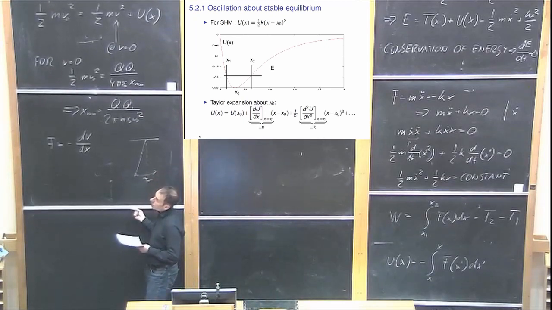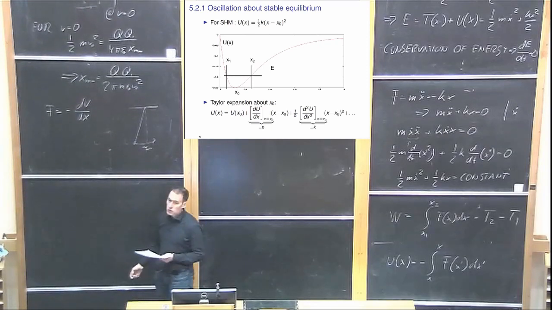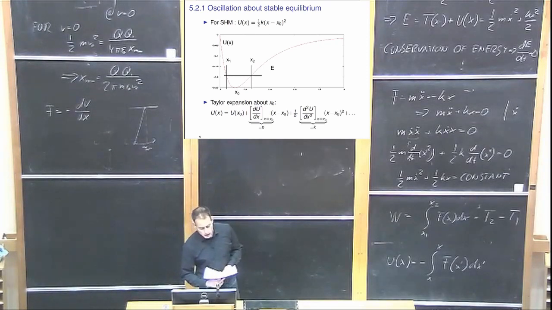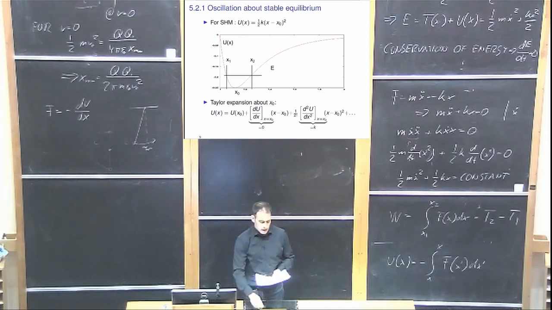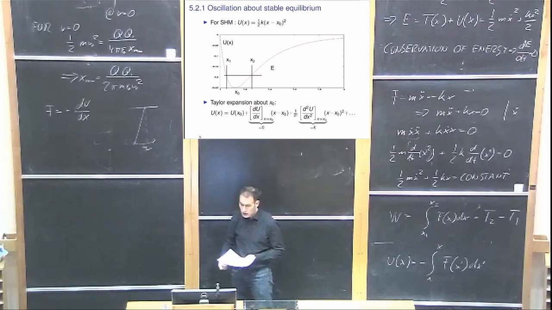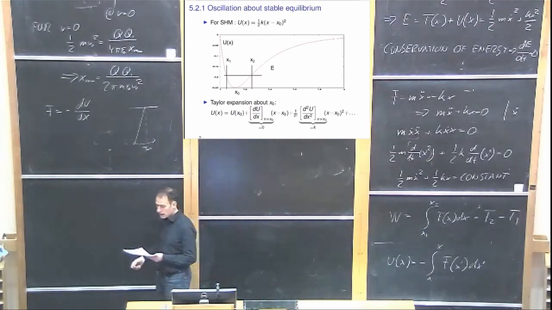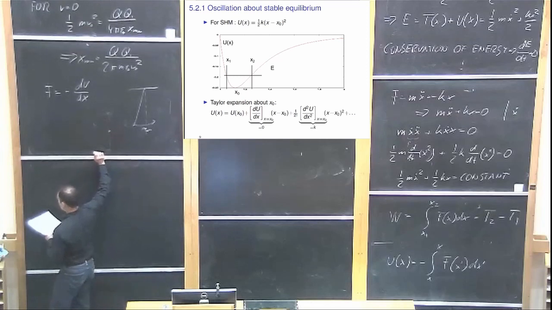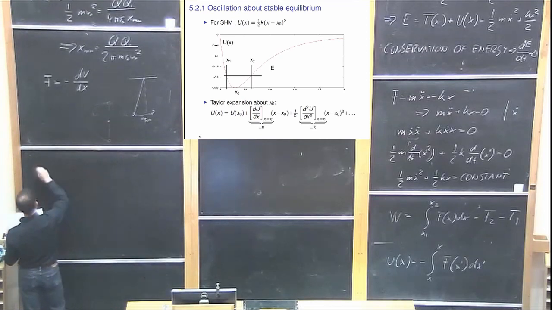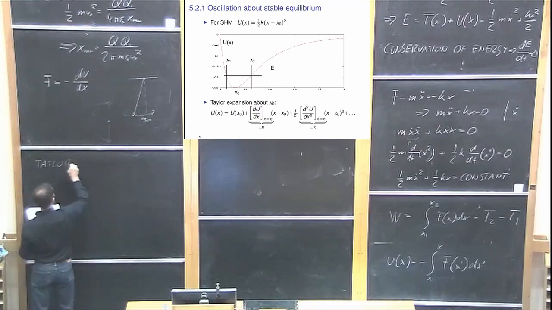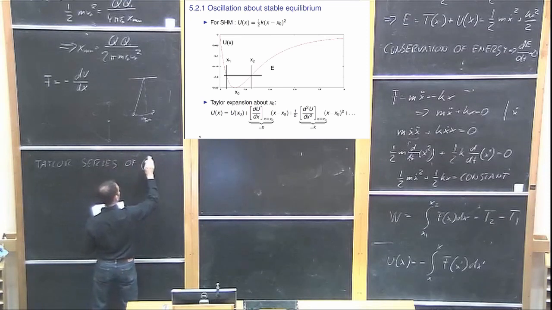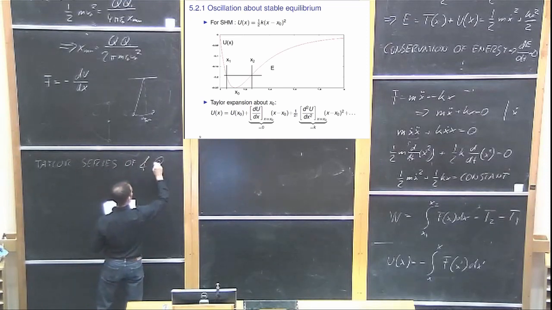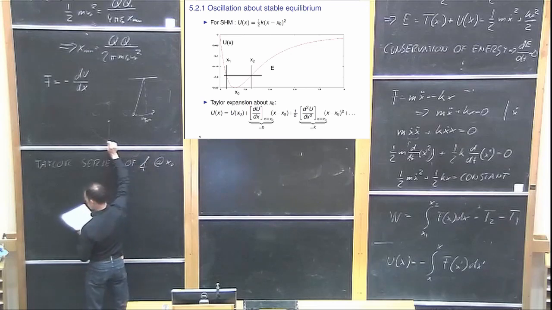It turns out that we can work with even such potentials and do a simple harmonic approximation as long as we don't deviate too much from it. That has to do with the fact that we can express any function f at a certain position x as a Taylor expansion. I'm going to quickly write down what that means. The Taylor series of a function f at x naught. So f can be an arbitrary function.